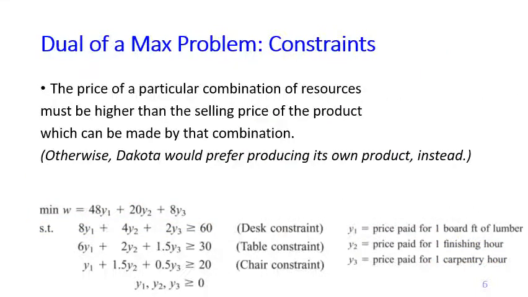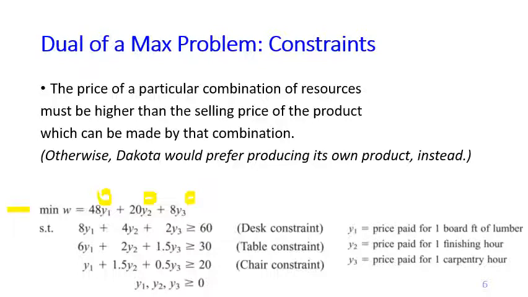Now what about the constraints? Well, think about this. If there are no constraints and you only have this objective function, it means that the person who wants to buy all the resources of Dakota may just set the price of y1 equals 0, y2 equals 0, y3 equals 0, right? That will definitely minimize the total price of all resources that he or she wants to buy. But that is not the case here, because Dakota will set the constraints.